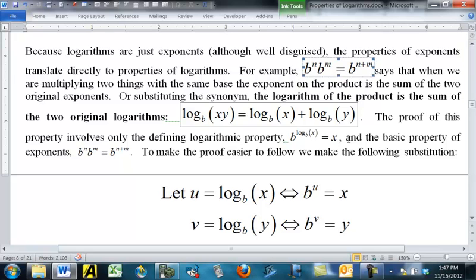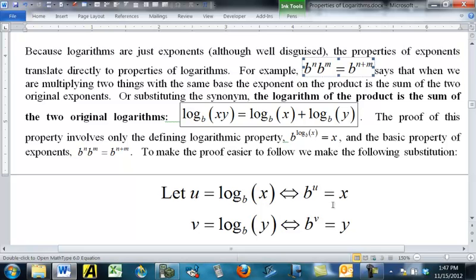The logarithm on the product is the sum of the two logarithms. The logarithm n plus m is the sum of the two original logarithms, n and m. So the logarithm of the product is the sum of the logarithms, and that's exactly what this says in this box right here. Log base b of x times y is log base b of x plus log base b of y. So these two expressions, this one down here in the box and this one up here, are saying exactly the same thing.